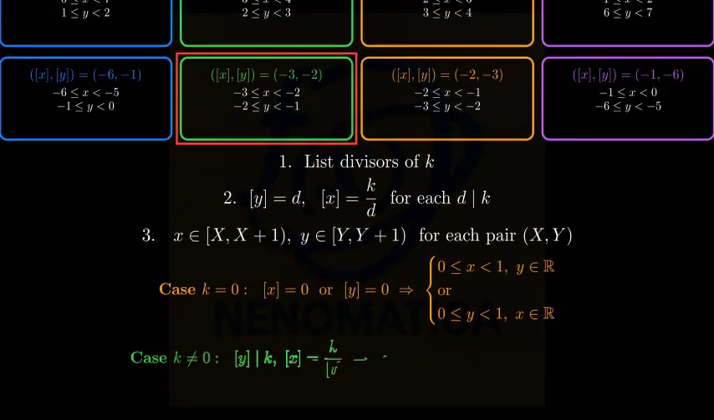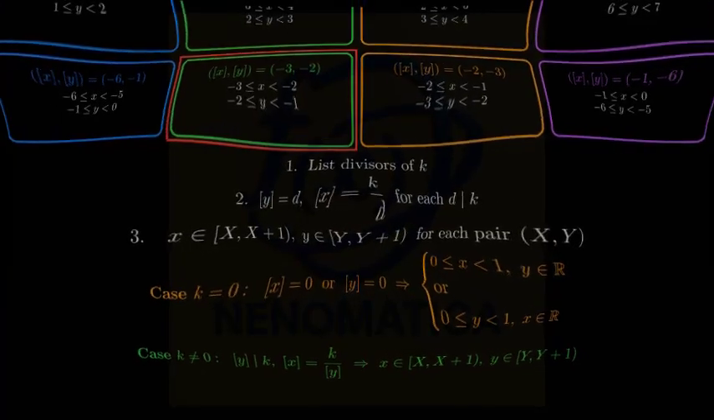Final summary. When k equals 0, at least one floor is 0, producing infinitely many solutions. When k is not 0, floors are non-zero, and the floor of y must divide k. For each divisor, we get a rectangle strip of real solutions. That is the complete description for the product of floors equal to k.